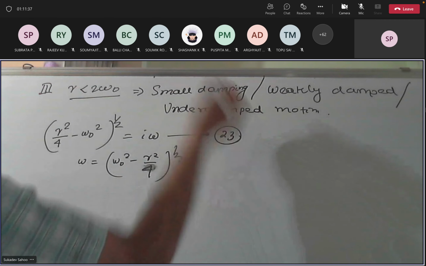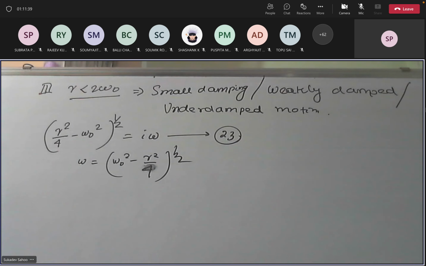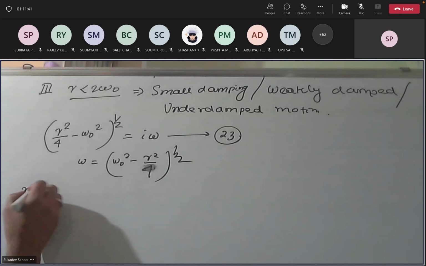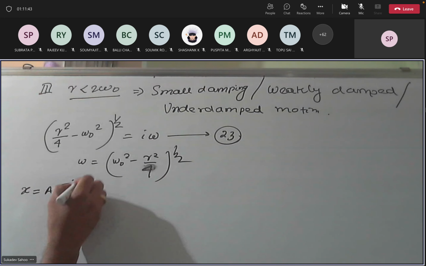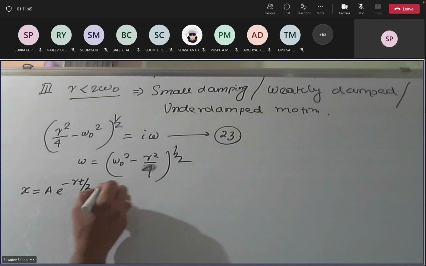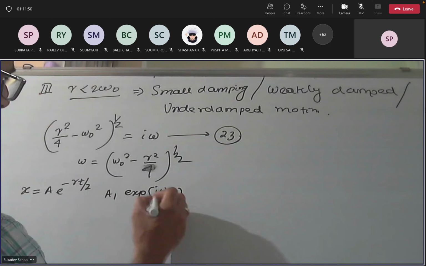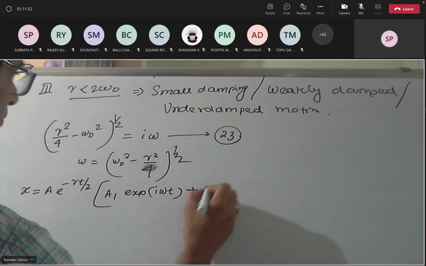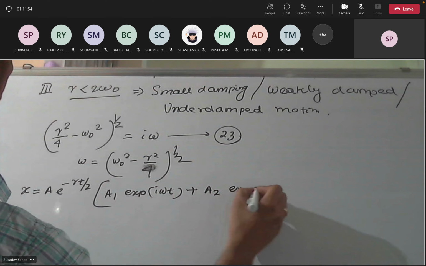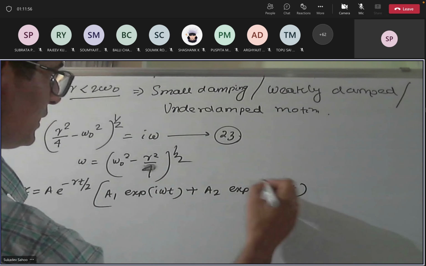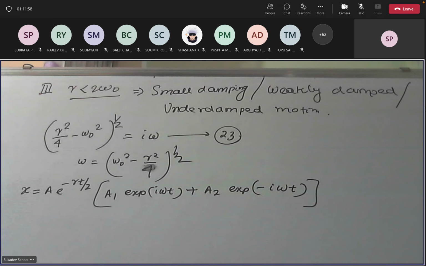Now using this value in equation number 16, we will write x equal to a e to the power minus gamma t by 2 times [a1 exponential i omega t plus a2 exponential minus i omega t]. You can write like this.